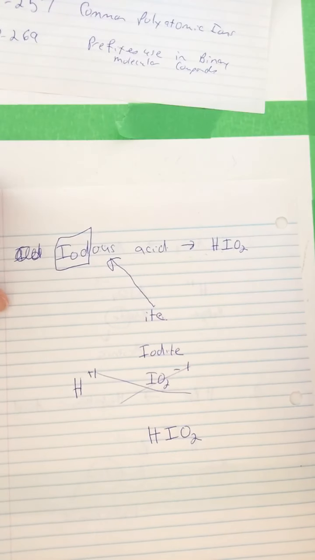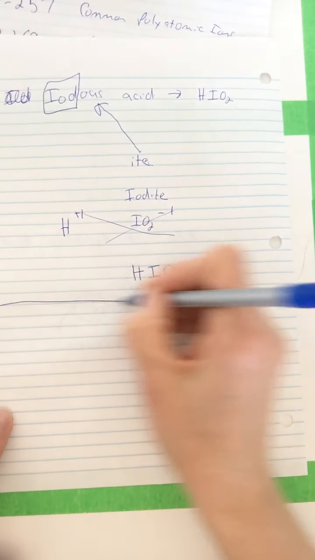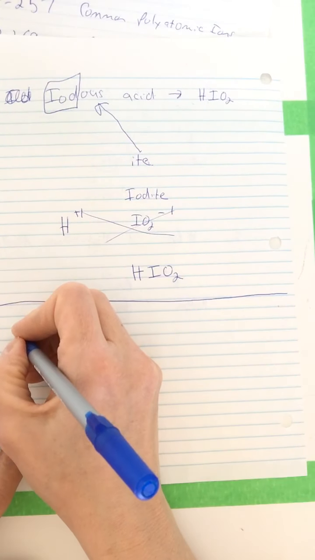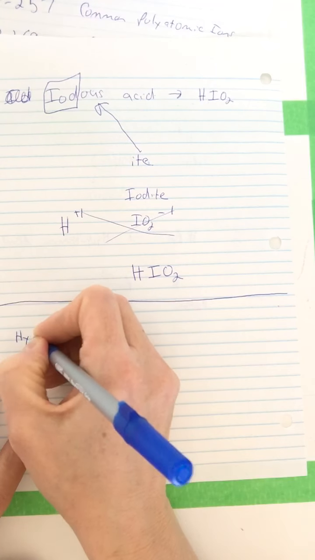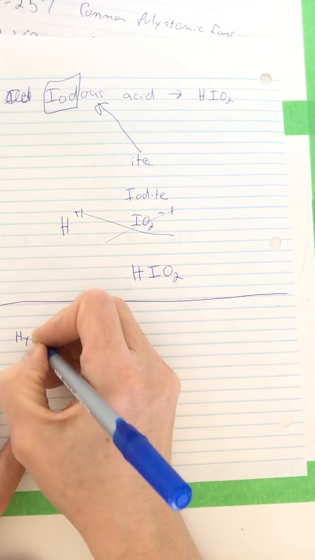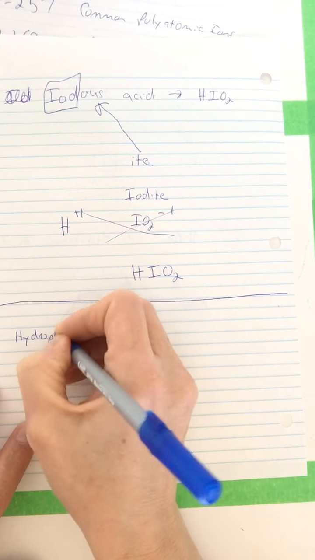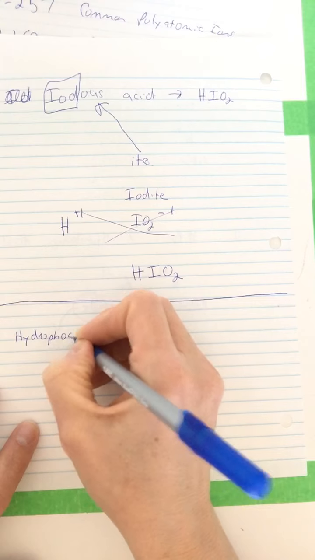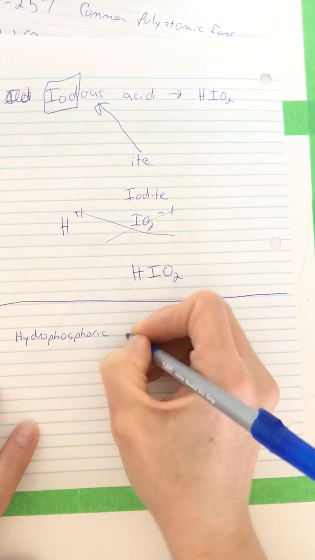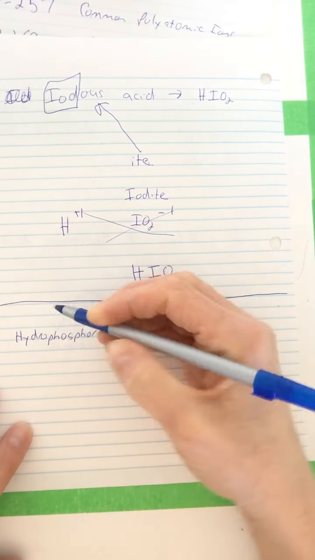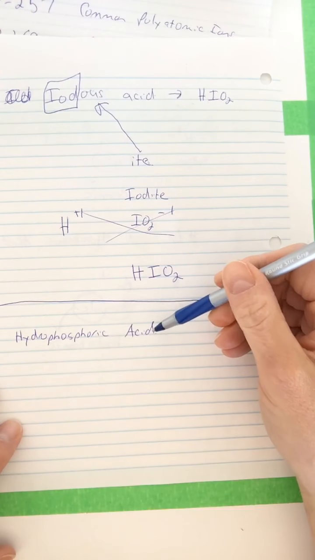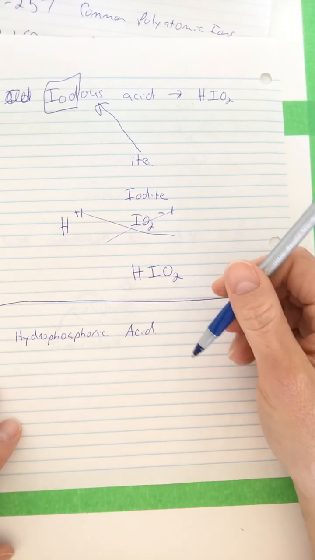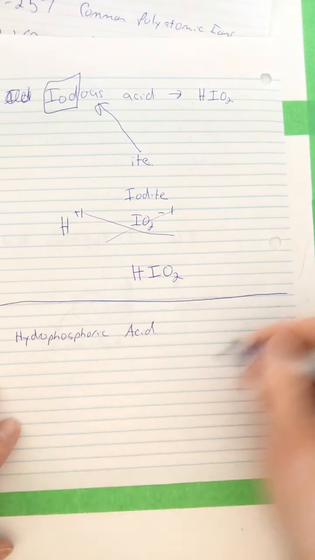Okay, so let's do another one where you have the name. Acids are tricky. Acids are tricky, so I get that this stuff is hard. Just give it a try. So the next example was hydrophosphoric acid. Phosphoric. Hydrophosphoric acid. Phosphoric acid. Say that 5 times fast. Okay, so what would this guy look like?